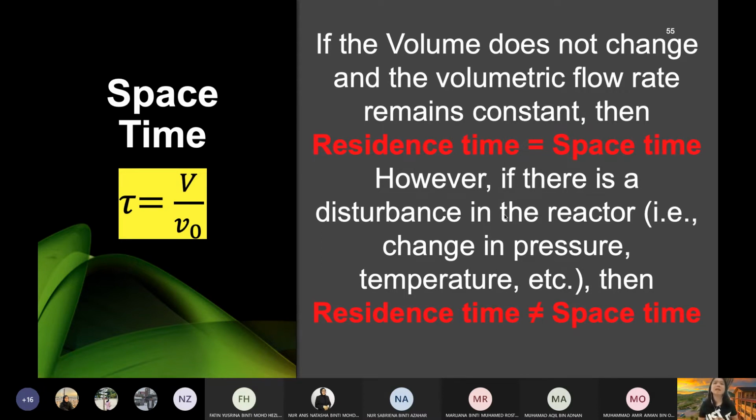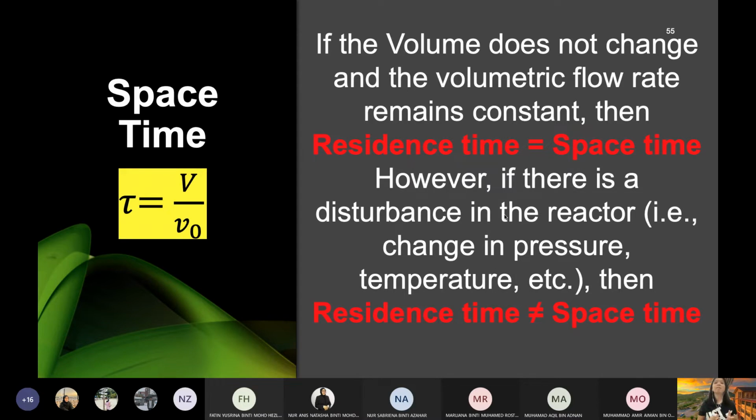Dalam lab kita set dalam 200 ml per minute. Okay, let's say kamu set memang 200 ml per minute, tapi kamu baca reading tu, dia akan fluctuate. 205, 210, then turun 197, 195, so on and so forth. So flow rate tu takkan stay constant.